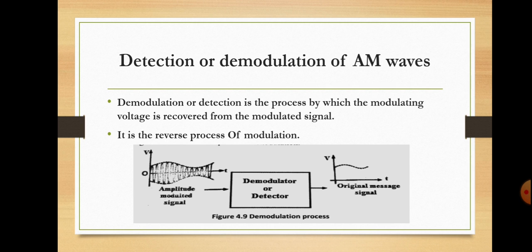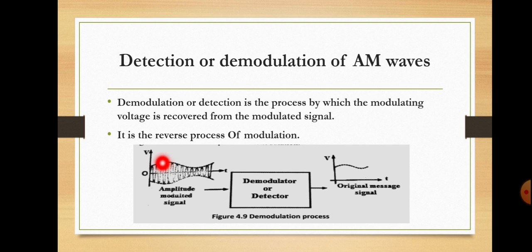That means we will have an amplitude modulated wave, and in the demodulation process that amplitude modulated wave will be demodulated or detected to the information signal. That means demodulation or detection is the process by which the modulating voltage, meaning the information or message signal or baseband signal voltage, is recovered from the modulated signal. So we can picturize that demodulation process.